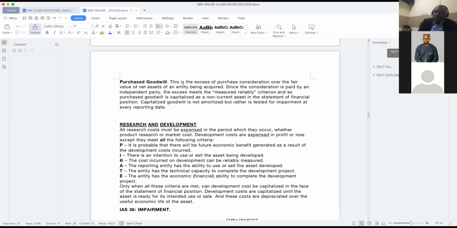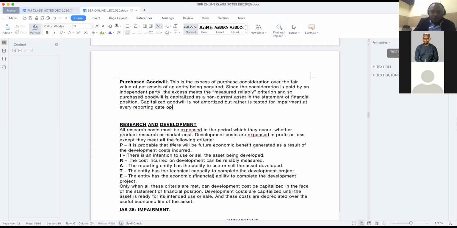So we said purchase goodwill is the excess of purchase consideration over the fair value of the net assets of an entity being acquired. Since the consideration is paid by an independent party, the excess meets the measured reliably criterion. So the excess that they are paying meets the measured reliably criterion, and so purchase goodwill is capitalized as a non-current asset in the statement of financial position. Capitalized goodwill is not amortized, but rather tested for impairment at every reporting date, so annually.